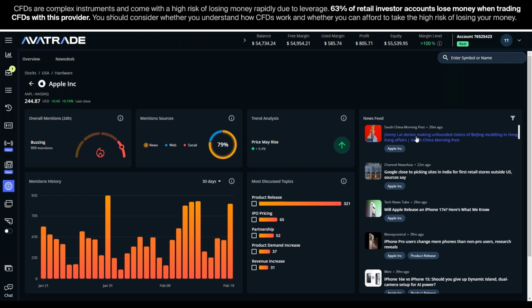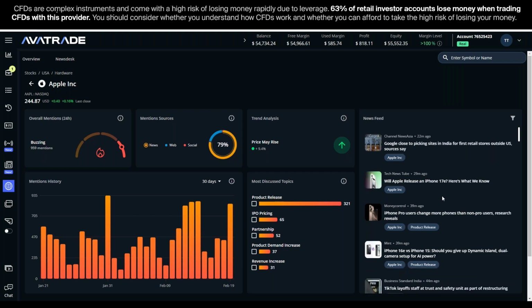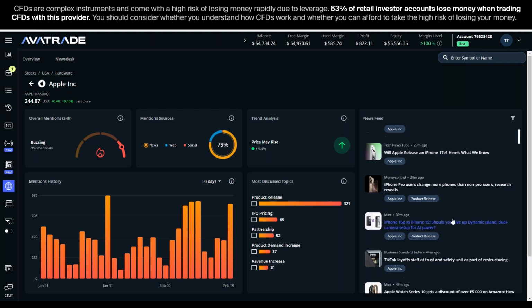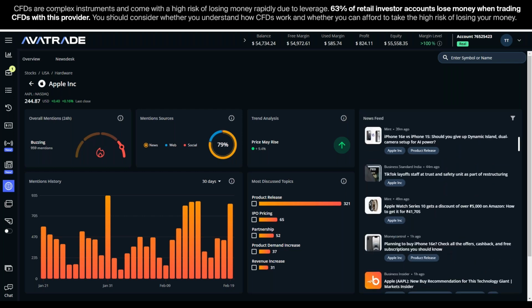Now you can also read articles to see, well, what's the latest news about Apple? Okay, so what you'll find in the most recent articles is that there is a new iPhone that maybe looks like the sales could be good. iPhone 16e versus iPhone 15. Should you give up the dynamic island dual camera setup for AI power? So the new phone won't have the dual camera, but it'll be set up for more powerful AI. And you can read these articles simply by clicking on them, and you can load the entire article.